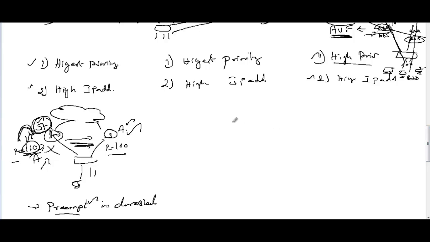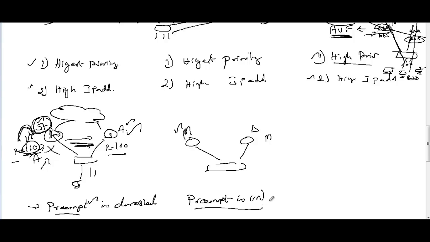Whereas in VRRP, by default, preempt is enabled, it is on. So here no problem. If the master goes down, here we call it master and backup, the backup will become the master. And when the master comes back, it will retain the master's position, because preemption is on by default.